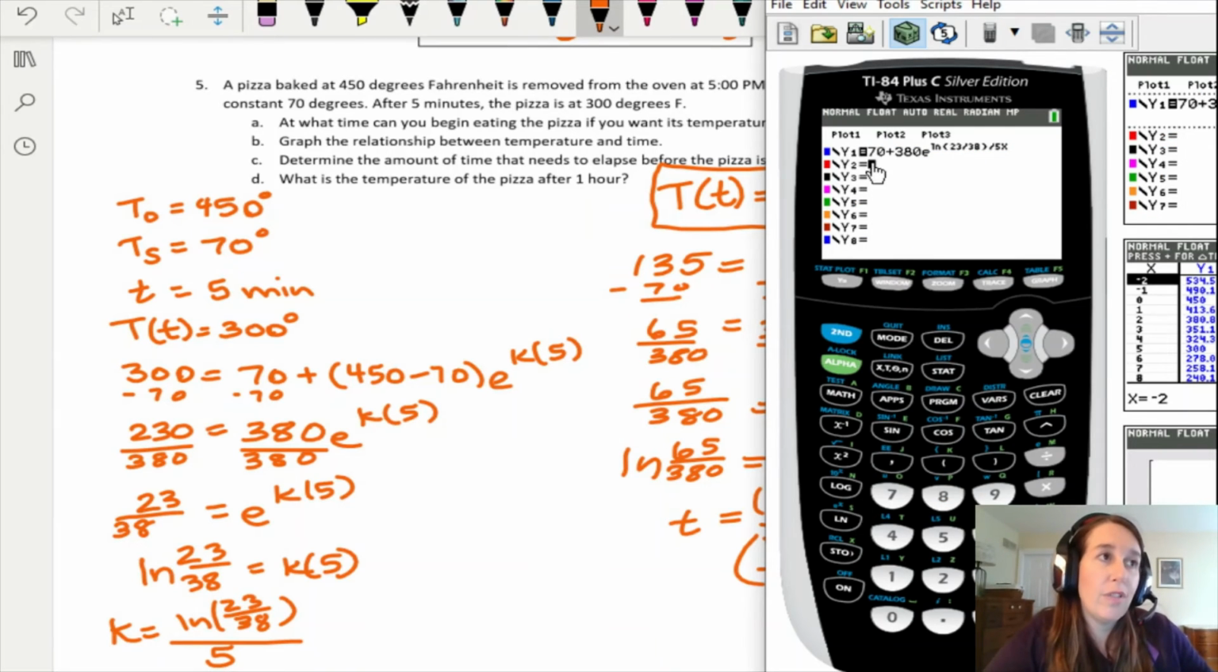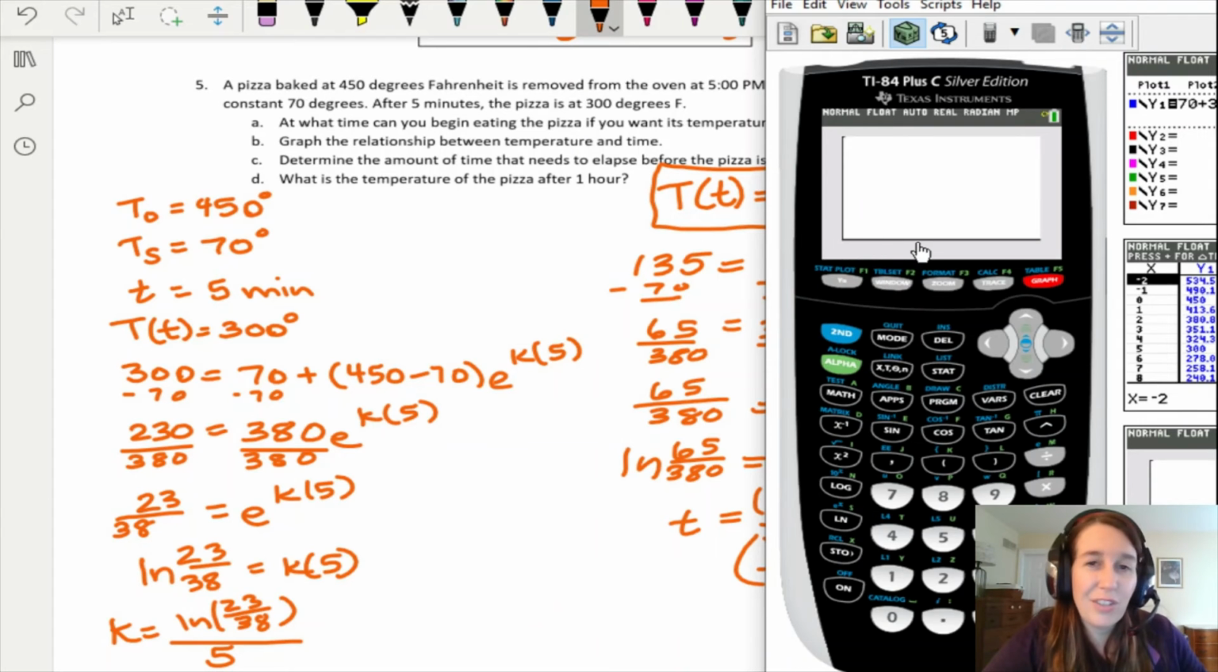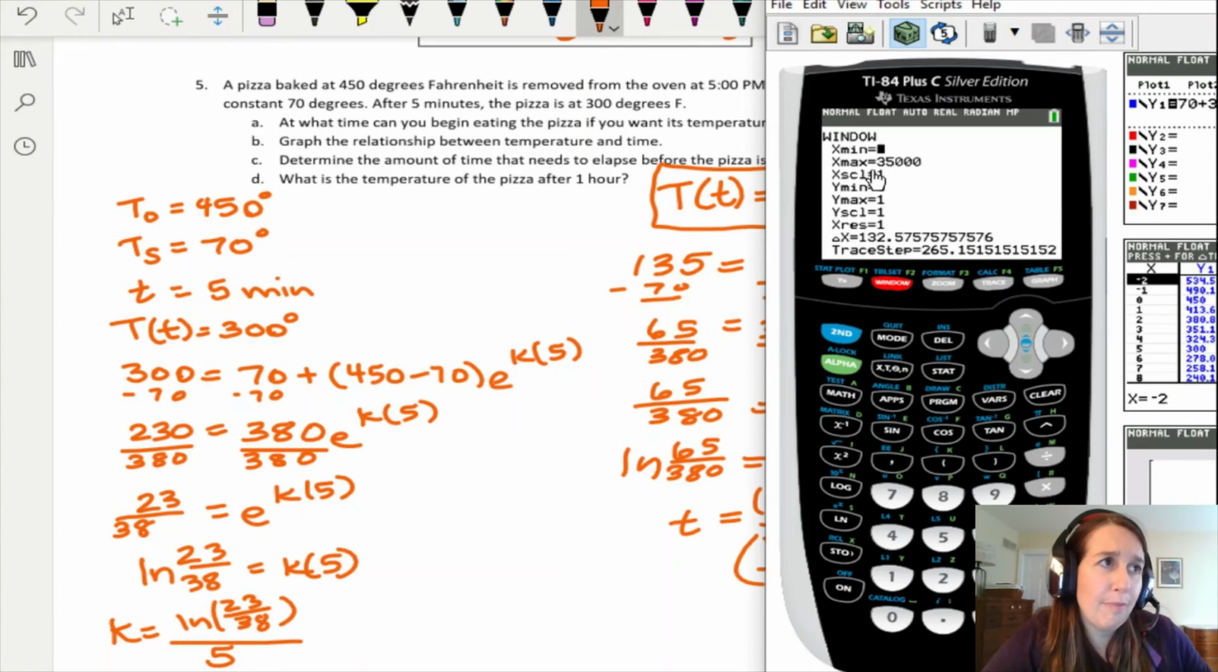All right, so I've typed in 70 plus 380 e to the k, which is ln 23 over 38 over 5 times x. Remember that the t is just the variable x right there. Okay, so now that I have that typed in, I hit graph. Surprise, surprise, it's not really showing up because my window was from my last problem and it doesn't apply to this problem. So I'm going to have to go to window. And yeah, I had X max as 35,000, but that's in minutes. I don't want to know about this pizza after 35,000 minutes.